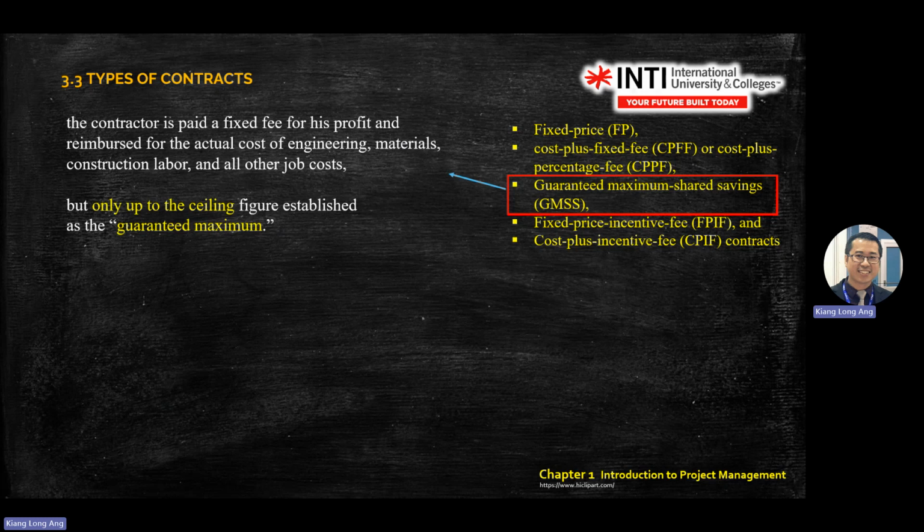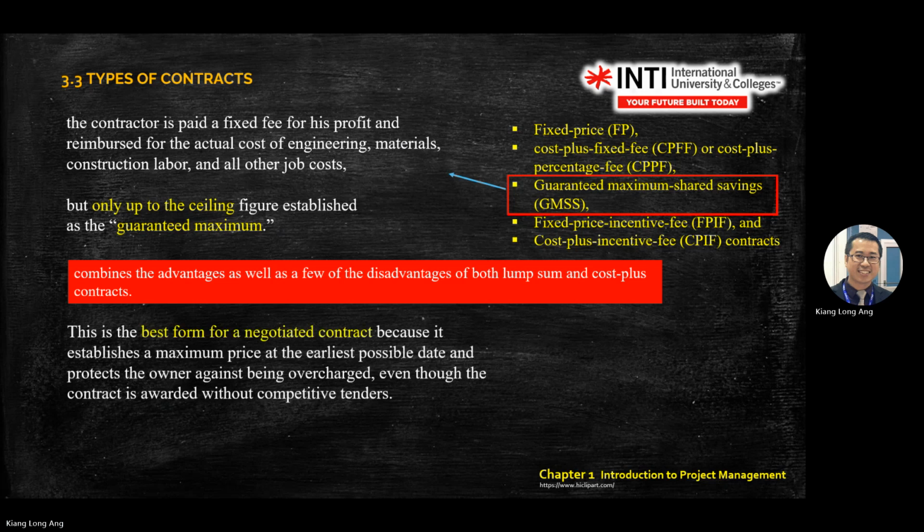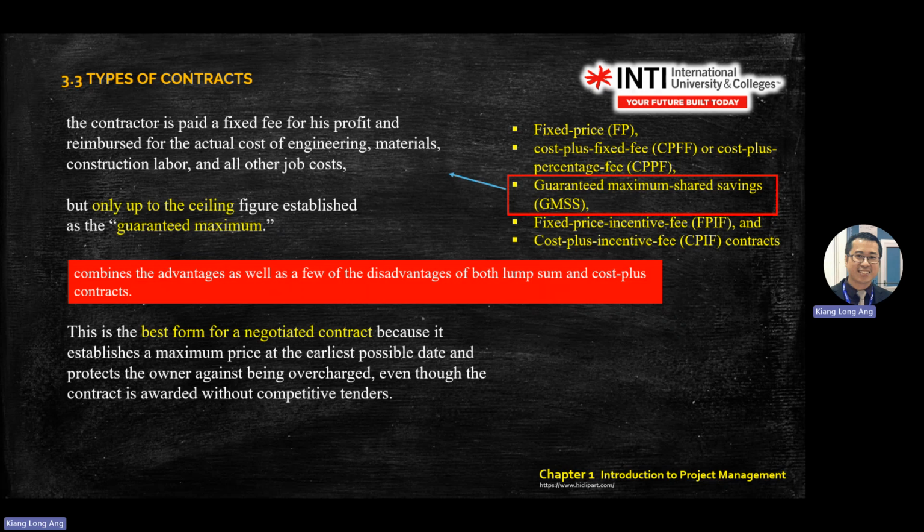Before you start the project, you start negotiating how much money you're going to make from this project. Then the rest of the cost, you negotiate. Again, this is the best form of negotiated contract because you already know how much money you make. This one normally works for consultancy. If you want to open up a consultancy, then it works for this one, GMSS. Okay.